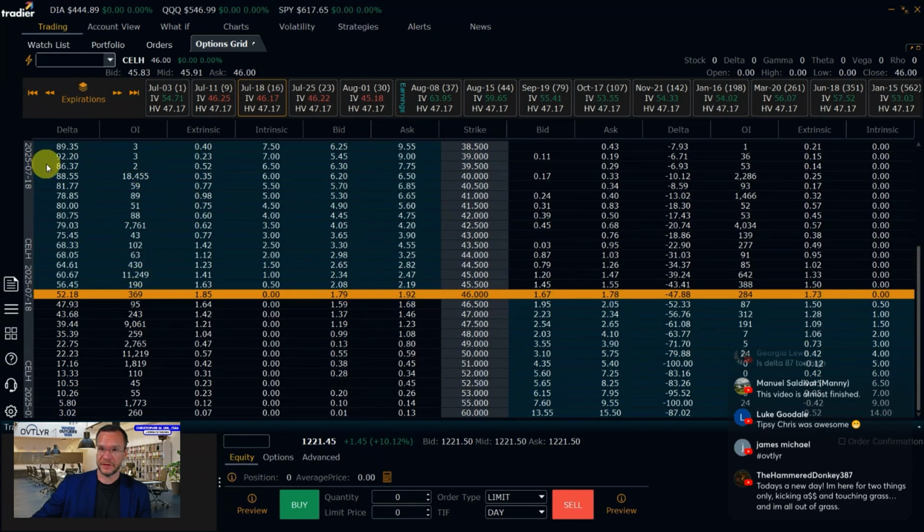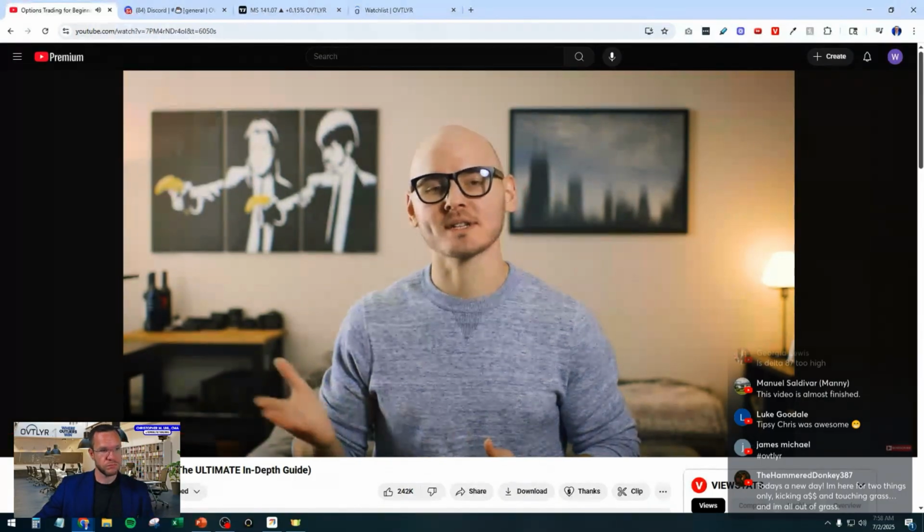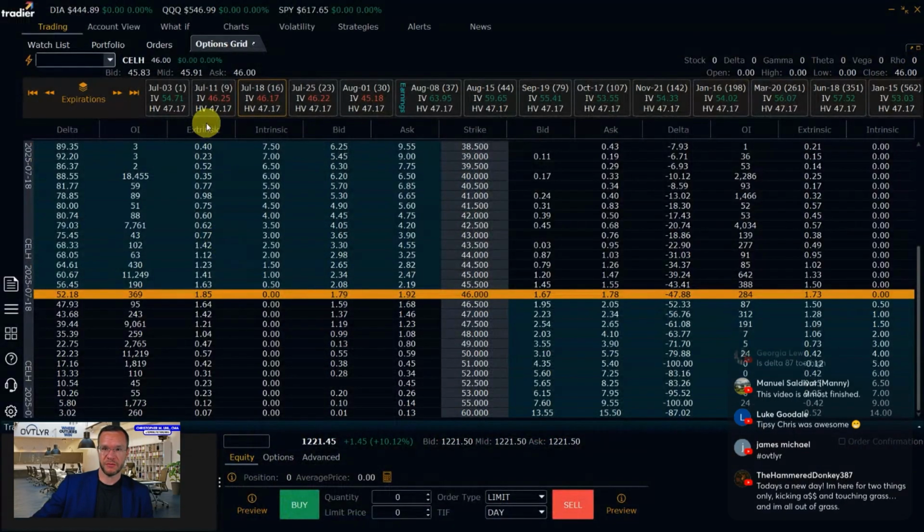So that's what delta is over there. Let's see if he's going to add more to that. From the passage of time, which is quite literally the extrinsic value or time value coming out of the options. Now, extrinsic value, time value. Remember, extrinsic value goes to zero on every stock, every time, every strike. Doesn't matter. It will always go to zero.